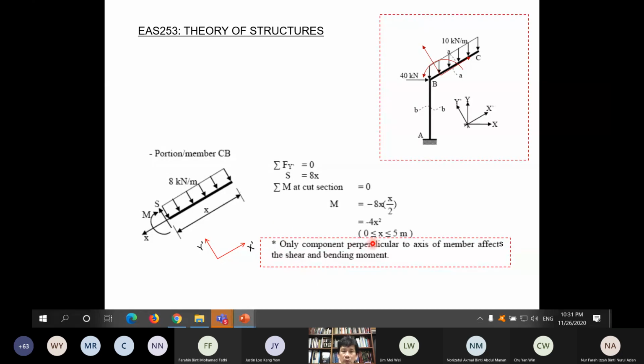So only the component perpendicular to the axis of the member affects the shear and bending moment. So the component parallel to the member will not affect S and M. It will only affect the axial force. The 6 kilonewton per meter that we calculated just now will not affect the S and M. It will only affect the axial force.